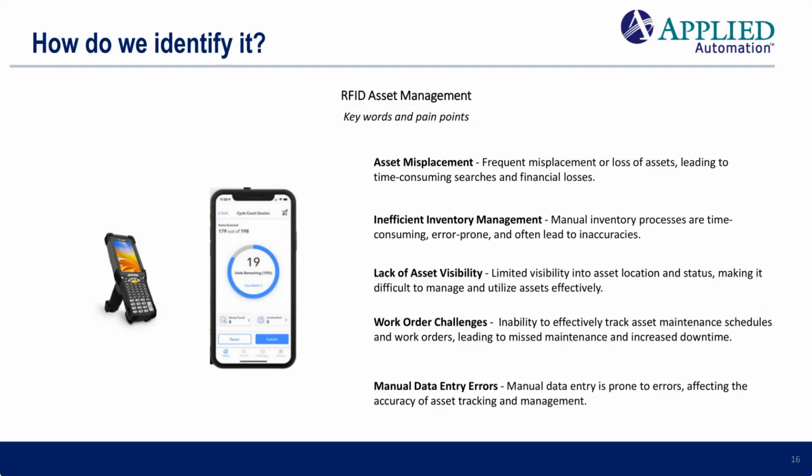And then manual data entry errors. We're all human. Manual processes can lead to a lot of human error to affect and end up making big financial and possibly time-saving errors. So all of these words kind of go along with RFID asset management. So we have solutions for all three of these categories, and that's where I've spent a lot of my time learning about how we can best use these solutions for our customers.